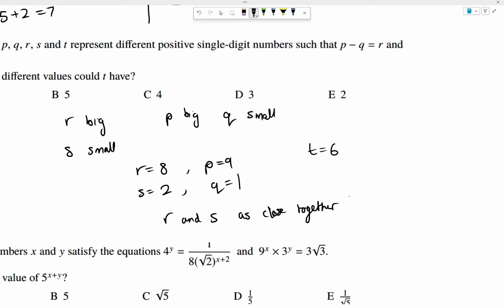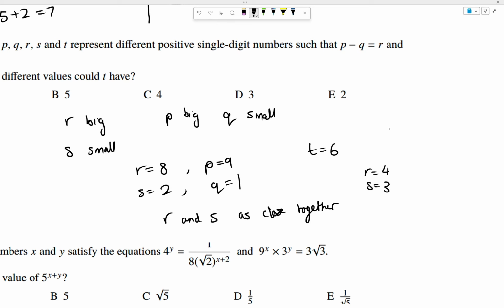So I could just try some numbers. Let's say I tried something like making R equal to 2, or maybe, because we're trying to minimize the value of T, we probably don't want to use up the numbers 1 and 2. So maybe I could try making R equal to 4 and S equal to 3. What would happen in this case?